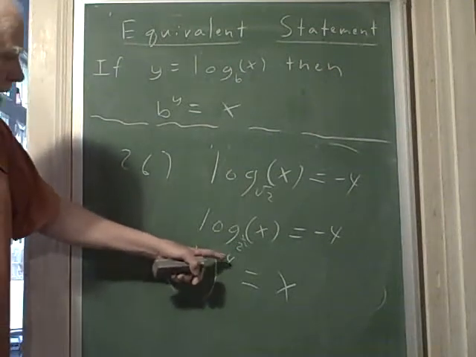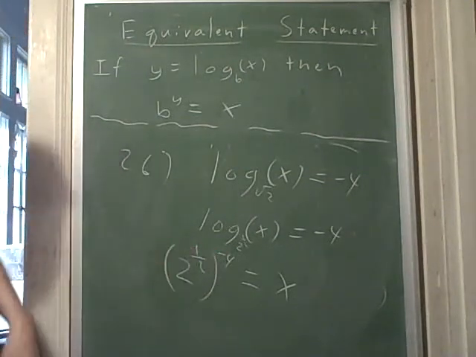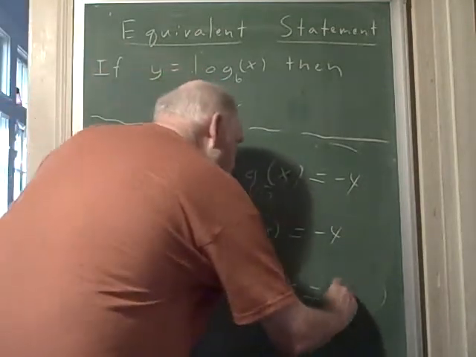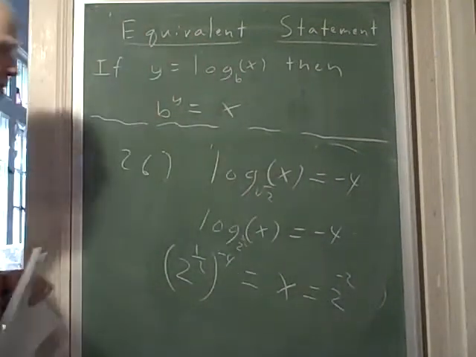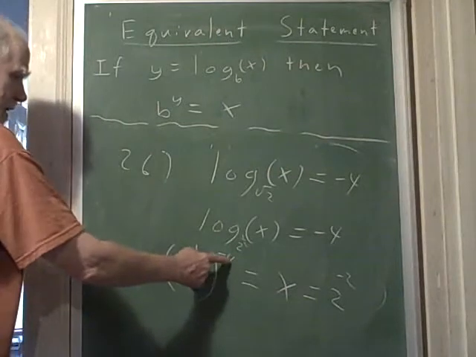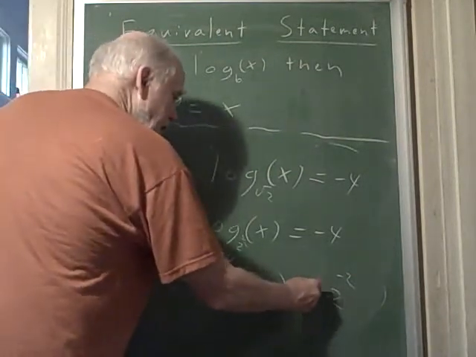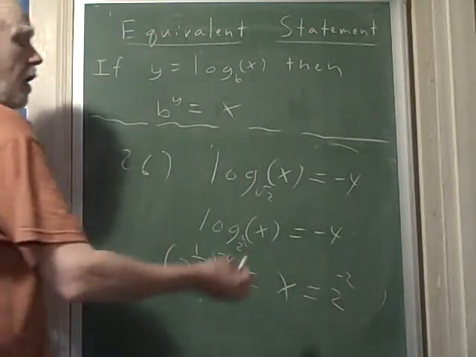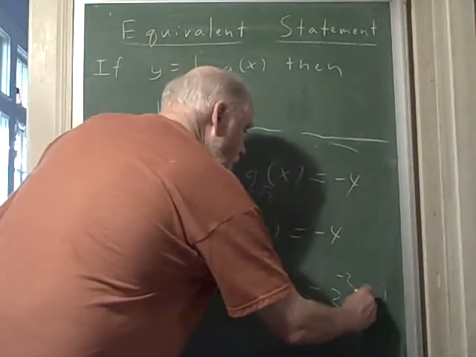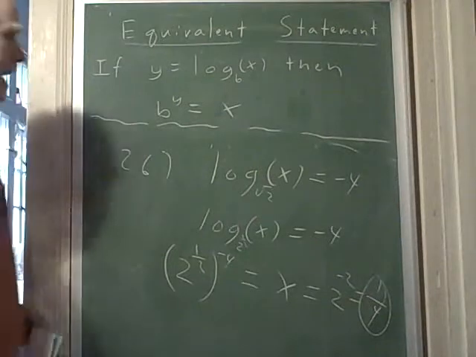Now remember, the exponent rule is if you have a power to a power, you can multiply, and negative 4 times 1/2 is negative 2. So x equals 2 to the negative 2. And 2 to the negative 2 is 1 over 2 squared, which is 1/4. So my x equals 1/4. And that's my answer. That's what x is there.